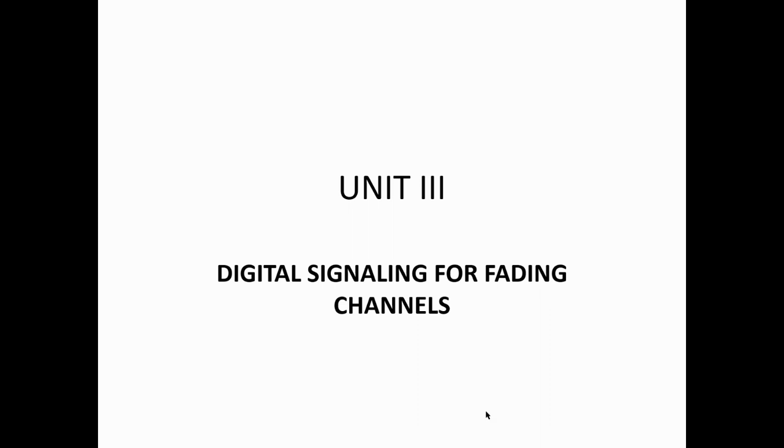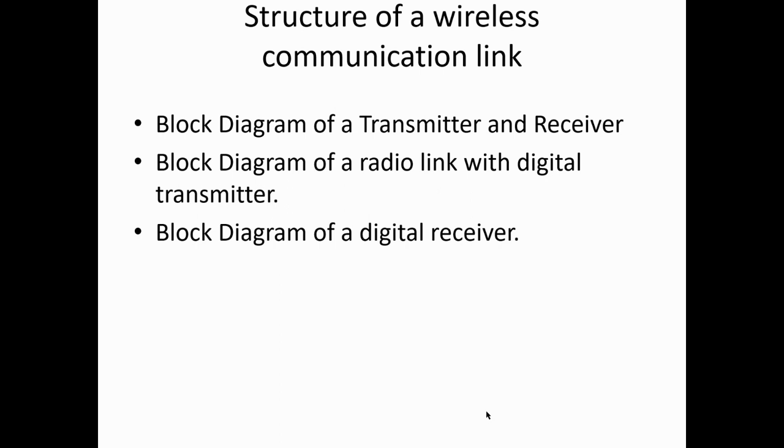We're going to start our unit 3. Unit 3 is digital signaling for the fading channels. In the first topic, we are going to discuss the structure of a wireless communication link. In that we are going to discuss the block diagram of a transmitter and receiver, the entire generalized structure for a wireless communication, and then the block diagram of a digital transmitter and the block diagram of a digital receiver. So these are the contents which we are going to discuss in this lecture.